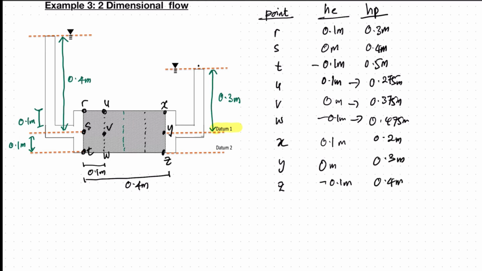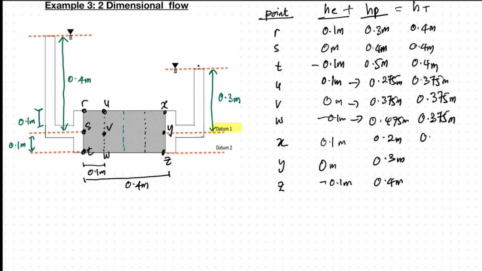If you add HE plus HP, you're going to get the total head. For this one you got 0.4, 0.4 meter, 0.5 minus 0.1, 0.4 meter. Then this one, 0.375 meter, 0 plus 0.375 meter, negative 0.1 plus 0.475 is 0.375 meter. And then this one, 0.1 plus 0.2, 0.3 meter. That is 0.3 meter, and Z is 0.3 meter.